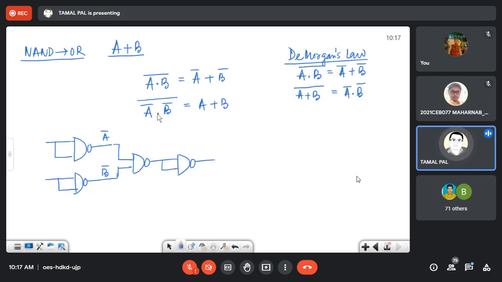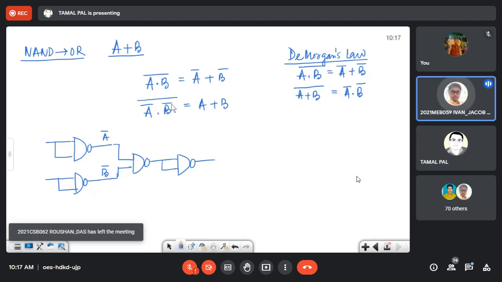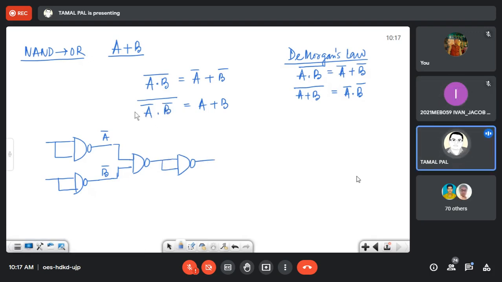This is AND operation. Sir, NAND operation, right? No, this part is AND, actually. You consider it is like XY. X is A complement. And after that, it is again, once again, it is. Check it if there is any problem or not. Okay.